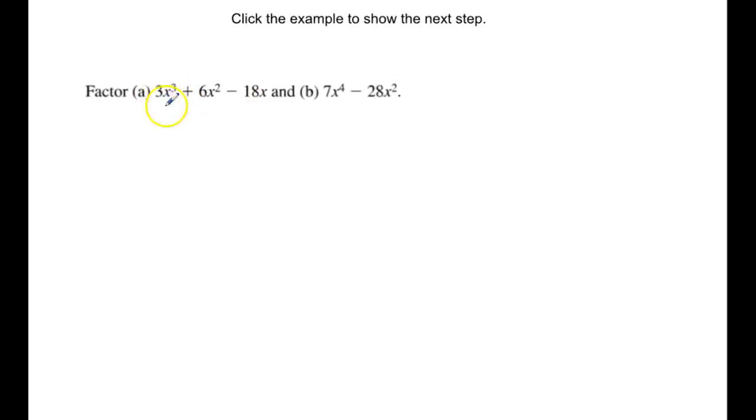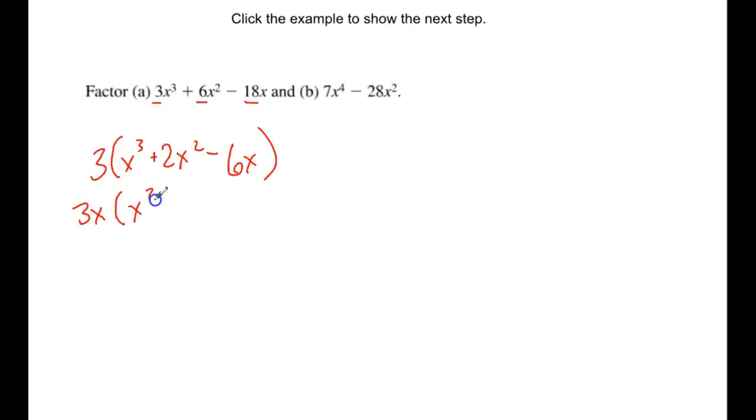The first thing I want to do when I factor is pull out the greatest monomial factor. I see that each term is divisible by 3, so I'm going to go ahead and pull that 3 out. 3x cubed divided by 3, I end up with x cubed, plus 2x squared minus 6x. I double check, and I also notice that each term has an x, so I can factor that x out as well. Now I'm left with x squared plus 2x minus 6.